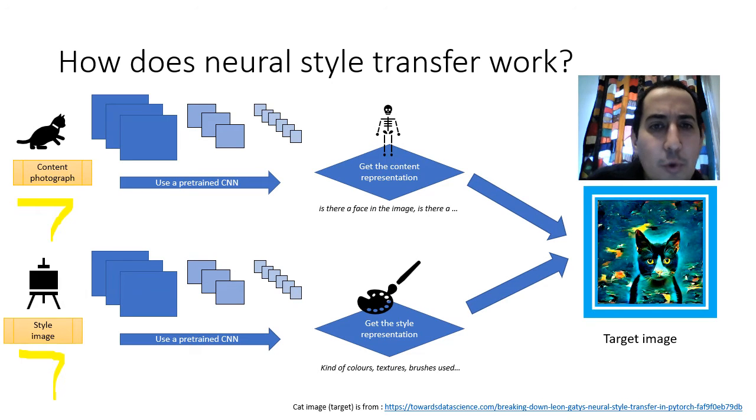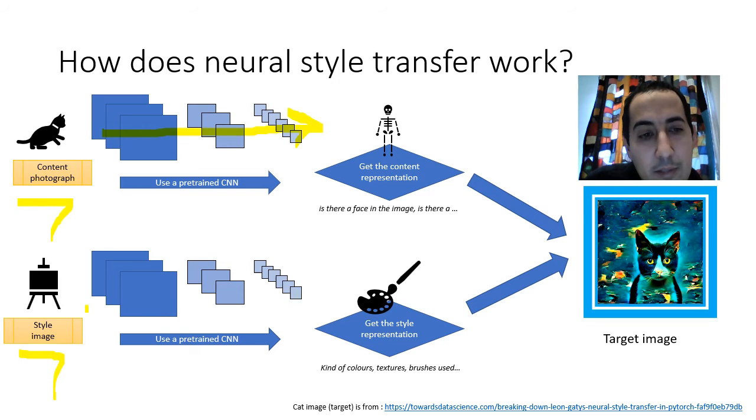They just use the convolutional part of the network. As the image moves in the network, it is being processed and certain layers hold different information about the image, like content information. Is there a face in the image? Is there a car in the image? While some other layers hold style information.